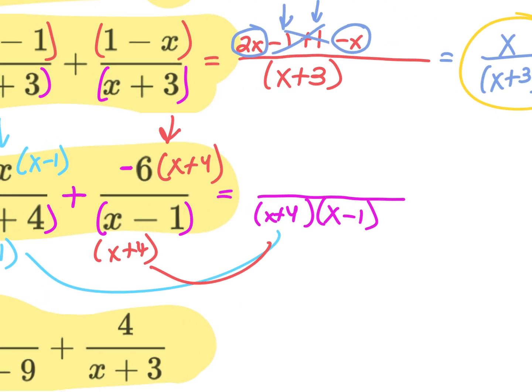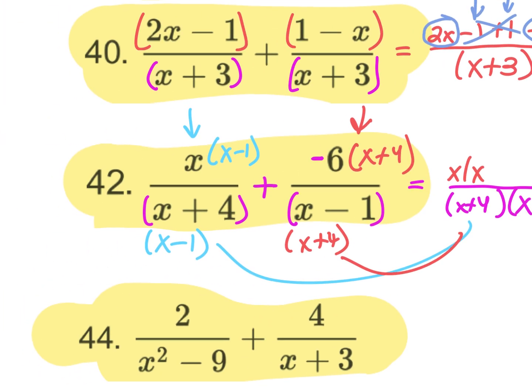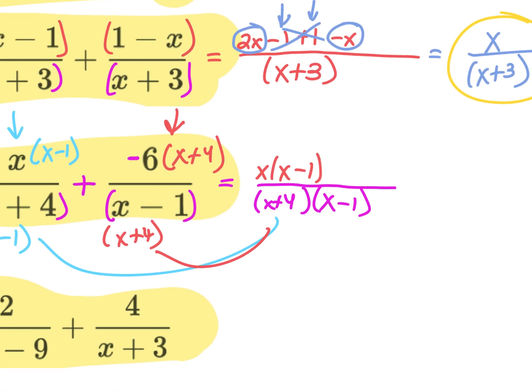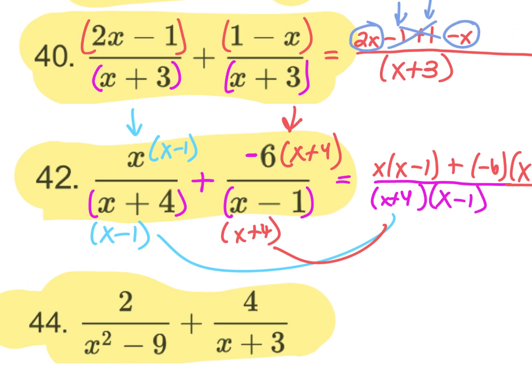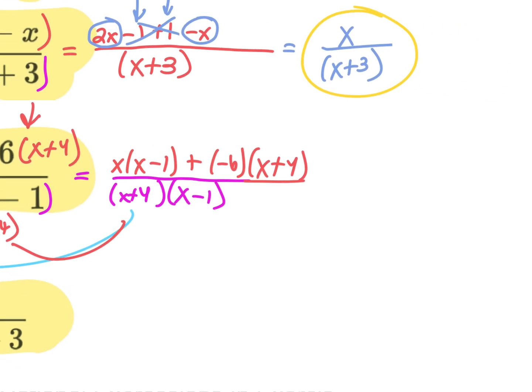So I have x times x minus 1, and then plus negative 6 times x plus 4. If you want to go ahead and do the multiplication and stuff right here, that's fine. I'm just writing it all out. So again, I'm going to rewrite my denominator. It just stays with me once I figure out what it is.